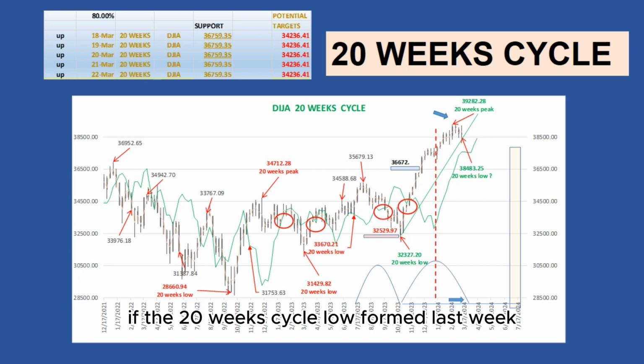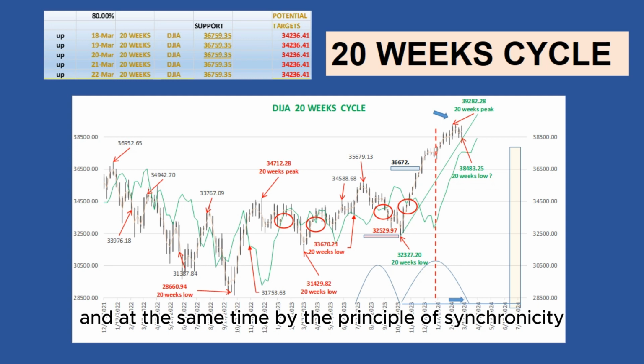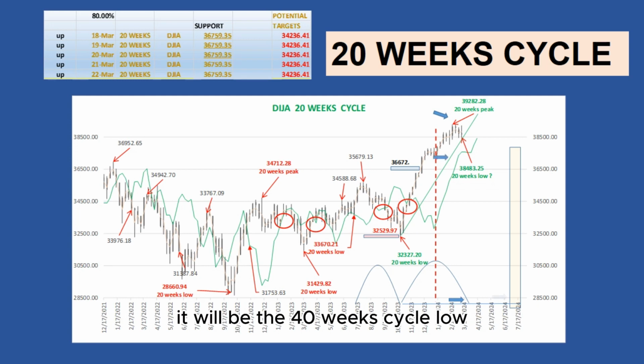If the 20-week cycle low formed last week, the next one is scheduled for July 15th and at the same time, by the principle of synchronicity, it will be the 40-week cycle low. The success rate for the 20-week cycle is 80%.